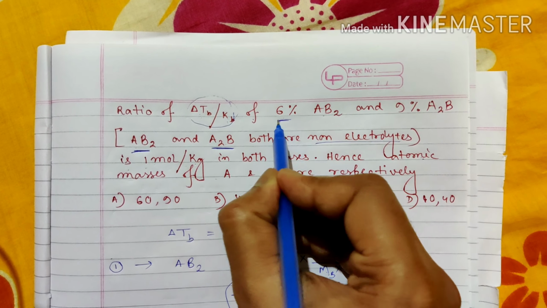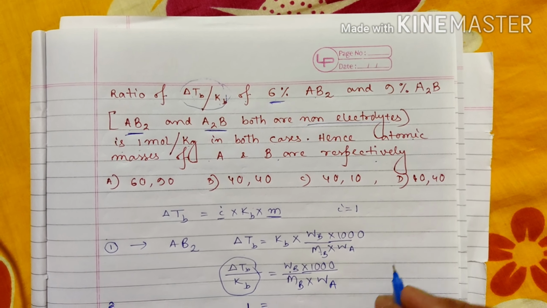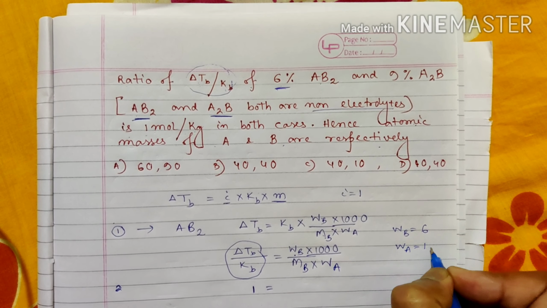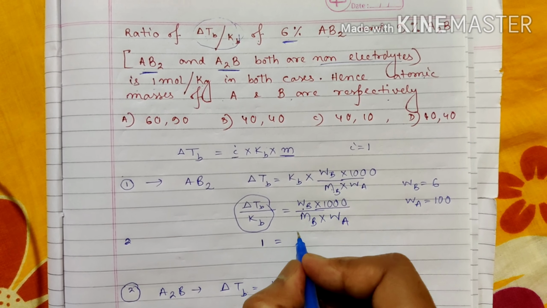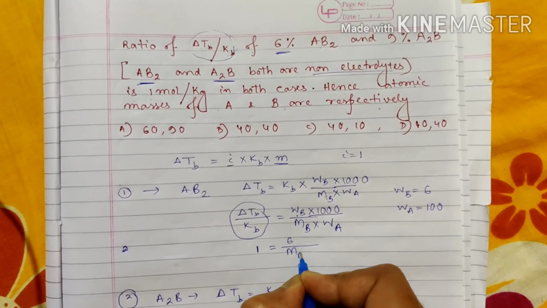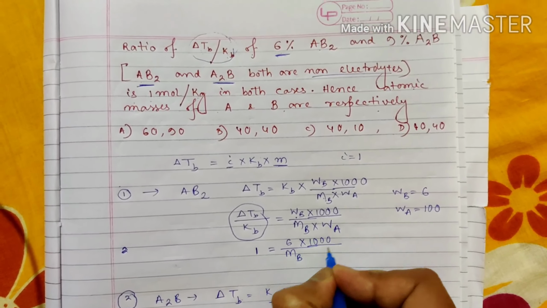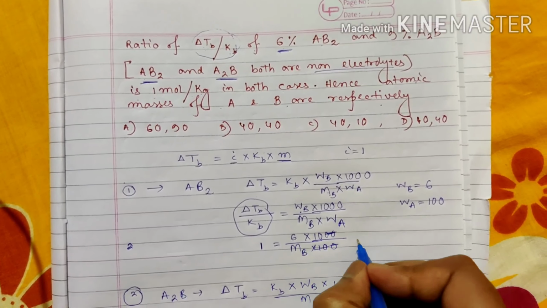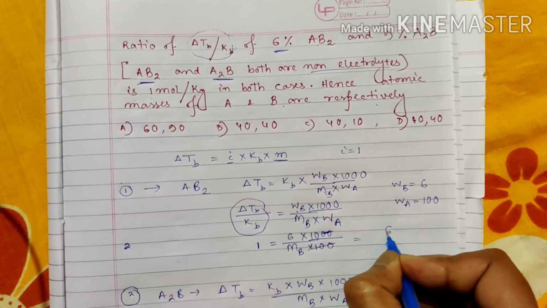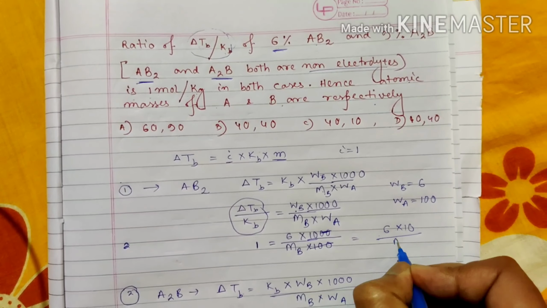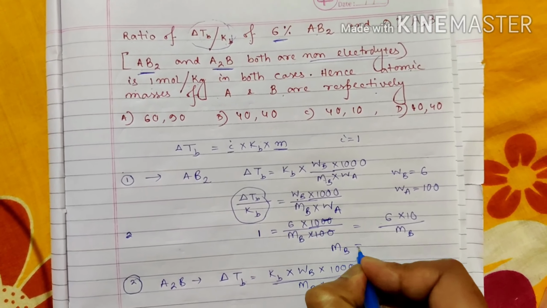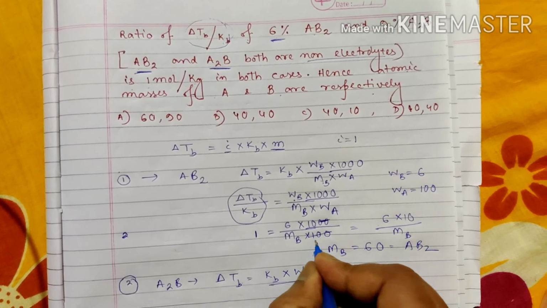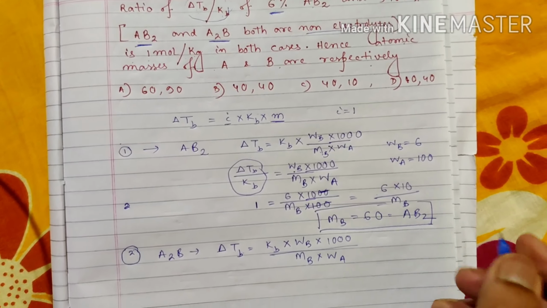Now WB is the weight of the solute, given mass of solute. According to the question, it is 6%. 6% means we can take WB as 6 and WA as 100. So that is what we are putting: 6 divided by MB into 1000 by 100. So this will cancel out, and it becomes 6 into 10 by MB. So MB is 60, for AB2. So that I am specifying.